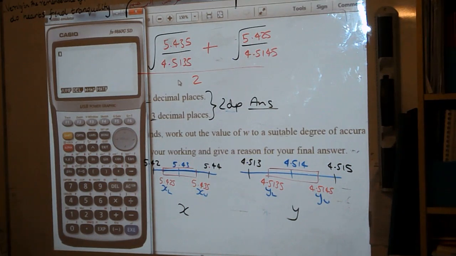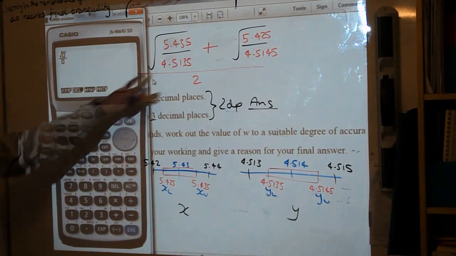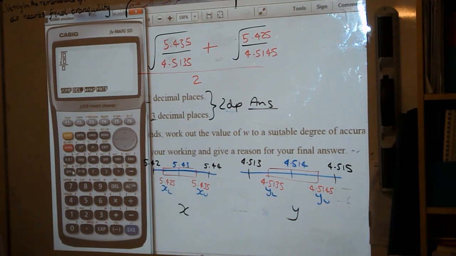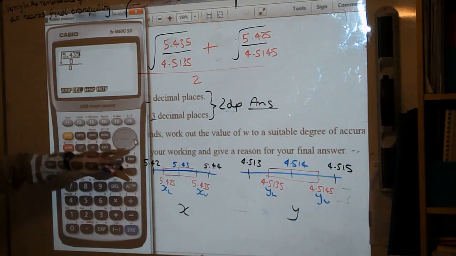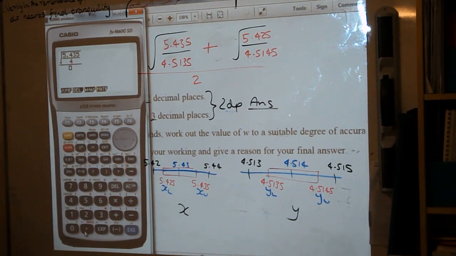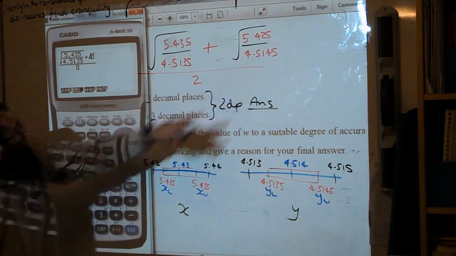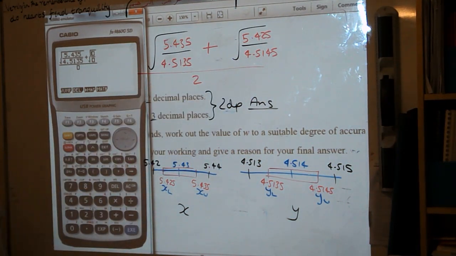Here we go. Right, we want to have a fraction, and we're going to have a square root, and we have another fraction inside the square root. Okay, and that's 5.435. Then we use replay to bring the cursor down. Then we type in 4.5135, and then plus. Use replay to bring it out. Plus, and then another square root. Shift square root, and then press the fraction button. Now 5.425. Use replay to bring the cursor back down to the bottom. Type in the bottom number 4.5145.